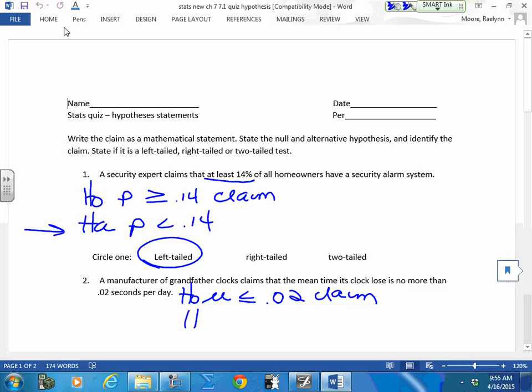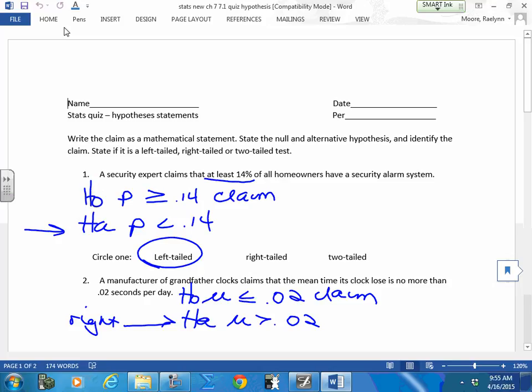What would your HA be? The mean is greater than 0.02. And what tail test would you have? Right tail. A right tail test. It follows the HA. Good so far? Questions so far?